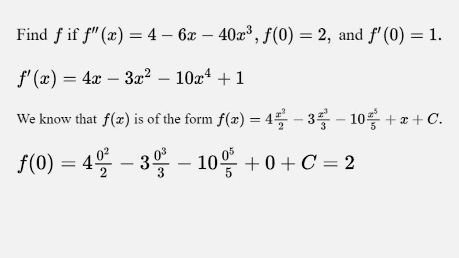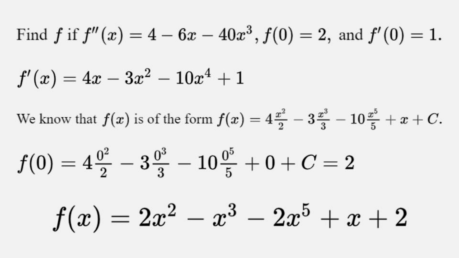But we got to figure out what c is, and so we're going to use the initial condition that f of 0 is equal to 2. When I plug in 0 to this, all of the terms that have an x in them go to 0, and I just get left that c is equal to 2. Because the initial condition was f of 0 is equal to 2, and so that's why I set it equal to 2. And so the final answer we get is 2x squared minus x cubed minus 2x to the 5th plus x plus 2. And once again, the coefficients here I got from simplifying the antiderivative above.